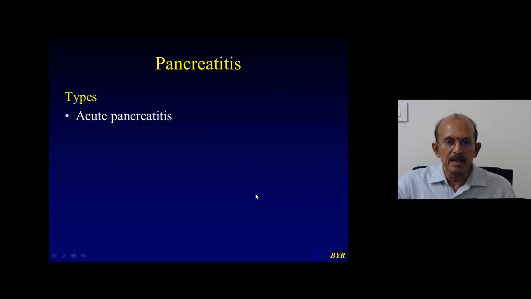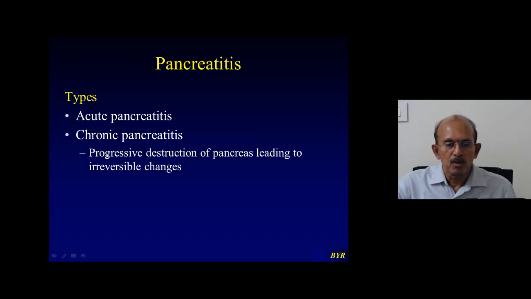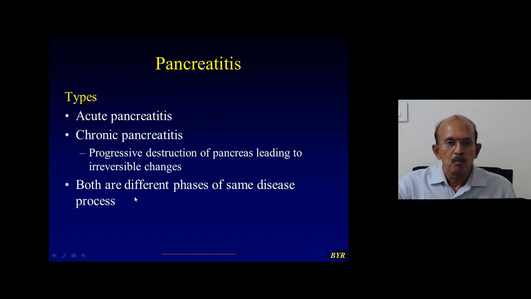Types: acute pancreatitis, chronic pancreatitis. Acute means sudden and severe pancreatitis. Chronic means slow, insidious, and persistent pancreatitis, progressive pancreatitis. Progressive destruction of pancreas leading to irreversible changes. Both are different phases of same disease process.